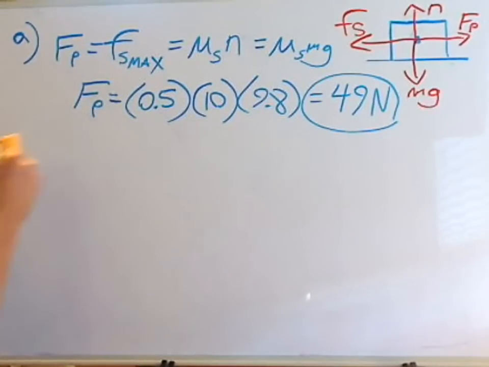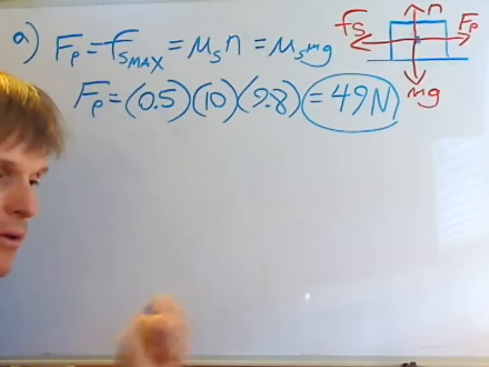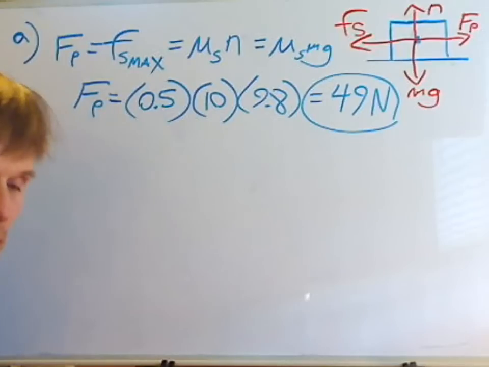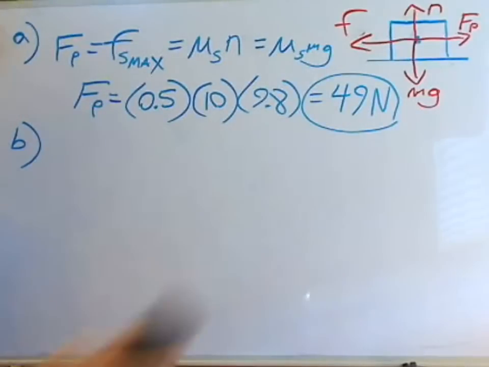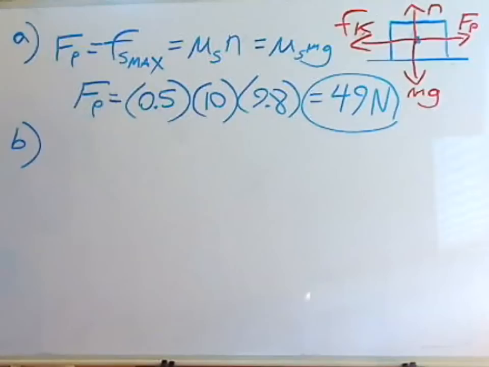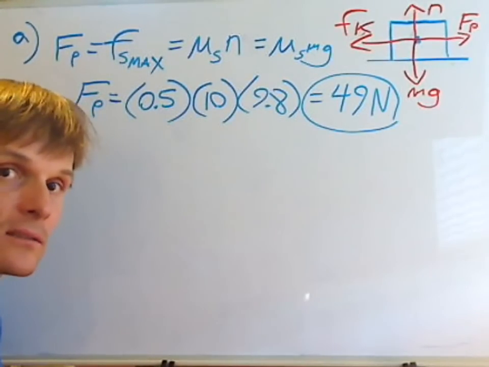Now, in the second part of the question, we're told we have the box moving. How hard do we have to push to make the box now move at constant speed? So now the box is moving, so we're not dealing with static friction anymore. We're now dealing with kinetic friction. Furthermore, we're told it's being pushed at constant speed.